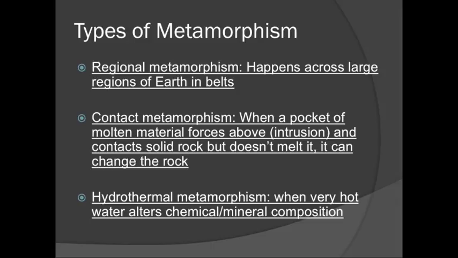You have contact metamorphism, and this is where a pocket of molten material forces its way up into a layer of the Earth closer to the surface. This really hot molten material provides a higher temperature that changes the rock that it is. And then you also get hydrothermal metamorphism, where extremely hot water alters the mineral composition. So not everything necessarily happens deep within Earth. Sometimes you'll get it when you come in contact with a pocket of molten material or really hot water.